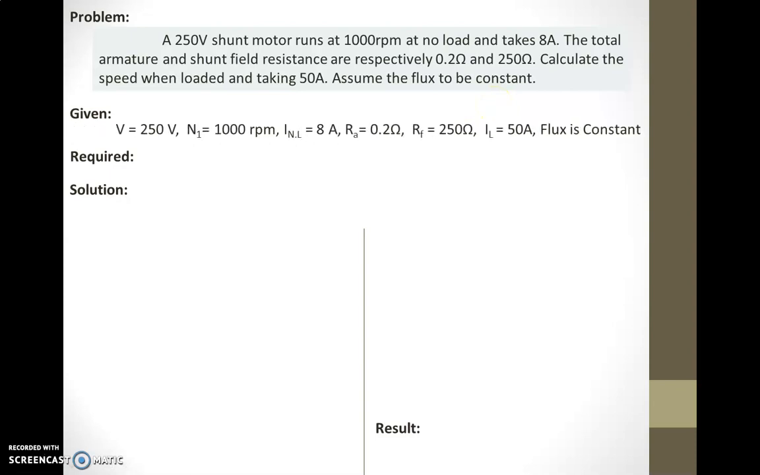For that, first we have to write the data given. According to the problem, the supply voltage V is 250 volt. The speed at no load, here N1 indicates speed at no load, that is 1000 rpm. The current at no load is 8 amps, I suffix NL, NL for no load. The armature resistance is 0.2 ohm. Field resistance is 250 ohm.